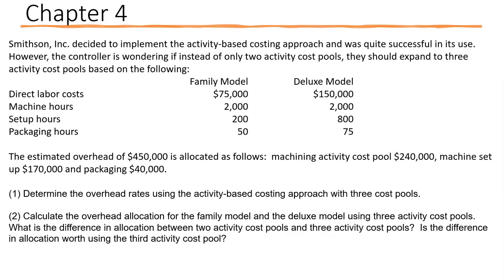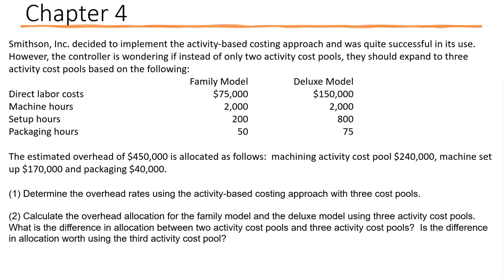Now they decided to implement that. It was quite successful. However, the controller is wondering if instead of only 2 activity cost pools, they should expand to 3 activity cost pools based on the following. So we have the same direct labor costs, same machine hours, same setup hours, but now we're introducing packaging hours. So 50 for the family model, 75 for the deluxe.